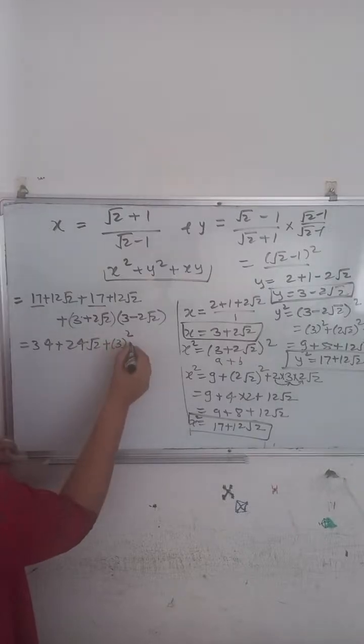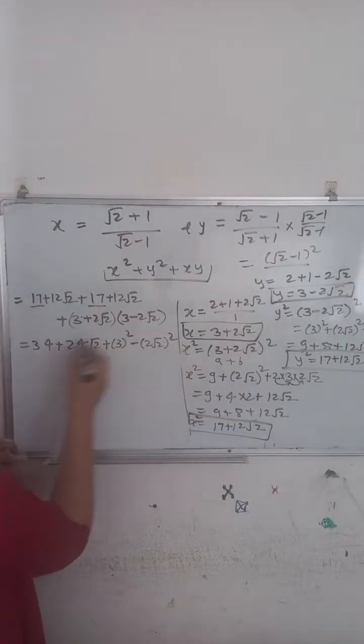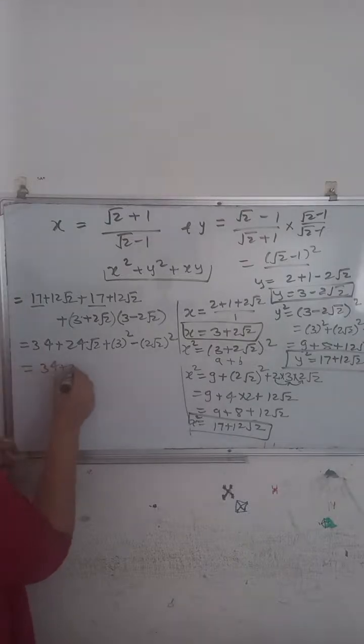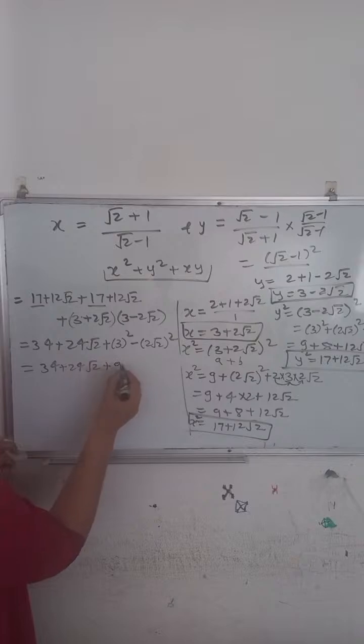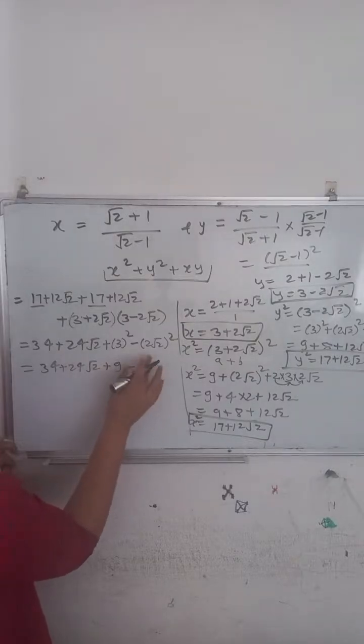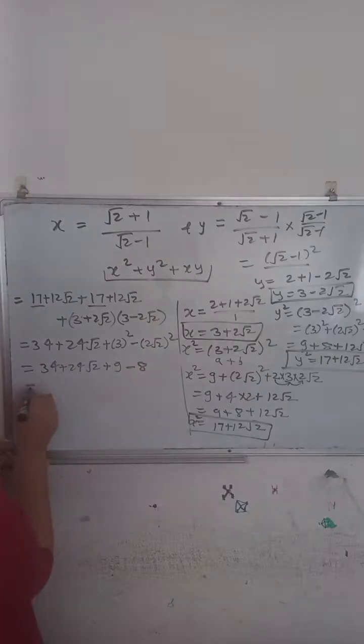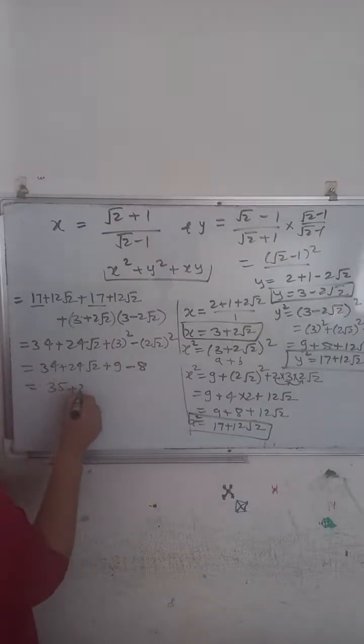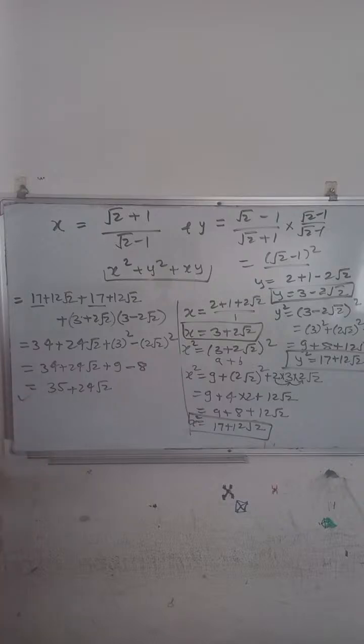So here I will write 3 square minus (2 root 2) whole bracket square. So here 34 plus 24 root 2 plus 9 minus 4 into 2 is nothing but 8. Okay. 9 minus 8 is 1. 34 plus 1 is nothing but 35 plus 24 root 2. This is my final answer. Okay. So mostly this kind of questions they will ask for 3 or 4 marks. Getting this? These questions are lengthy but very important.